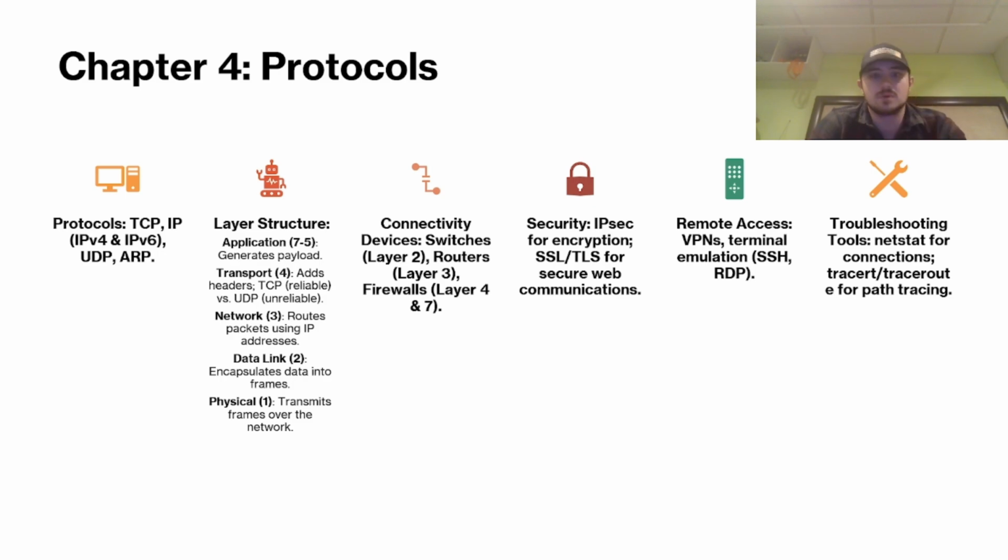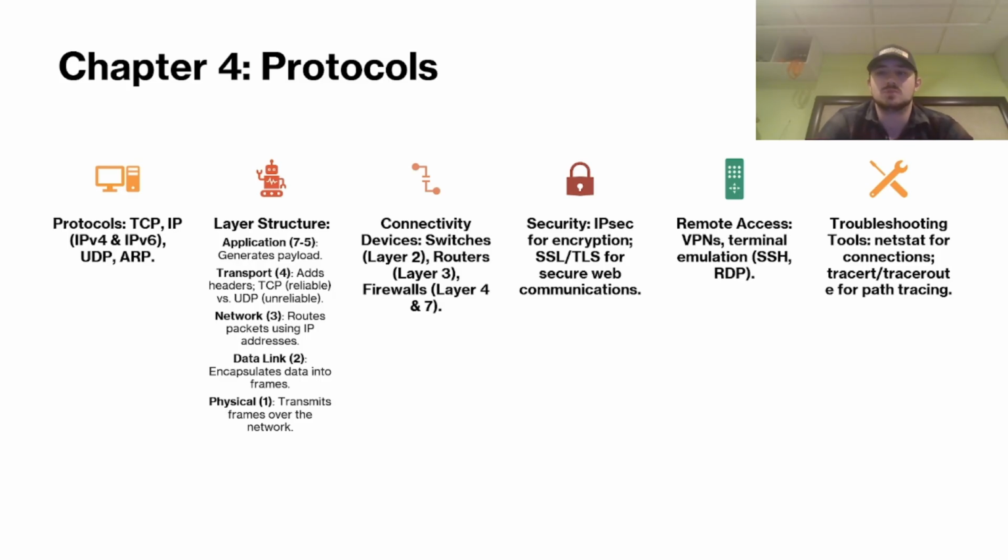Layer 3 is networking, which routes packets using IP addresses. Layer 2 is data link, which we covered before, encapsulates data into frames. And the first layer is physical, and it transmits frames over the network. We dealt with connectivity devices like switches in layer 2, routers in layer 3, firewalls in layers 4 and 7. Security, we covered IPsec for encryption, SSL/TLS for secure web connections. We dealt with remote access like VPNs and terminal emulation like SSH and RDP.